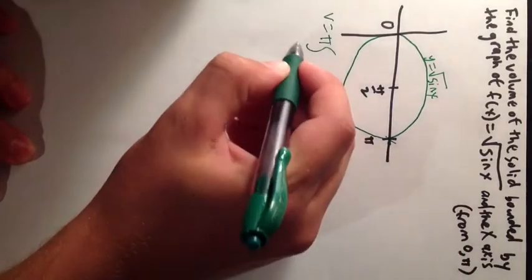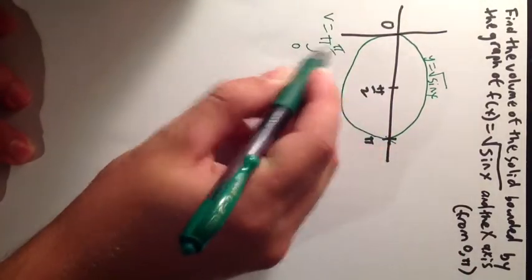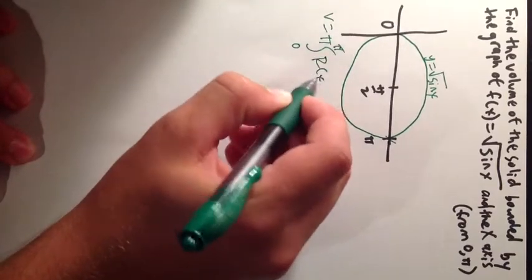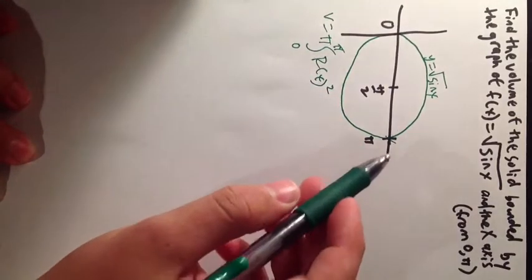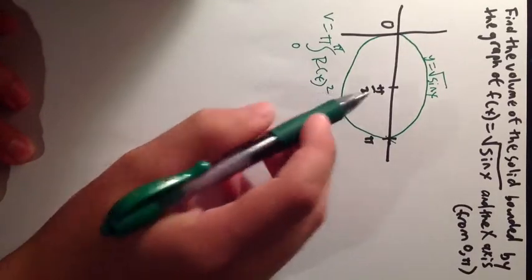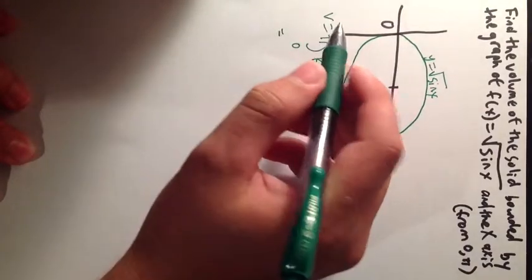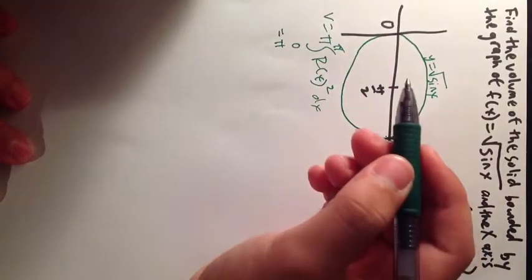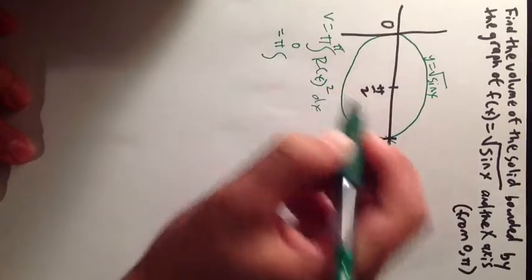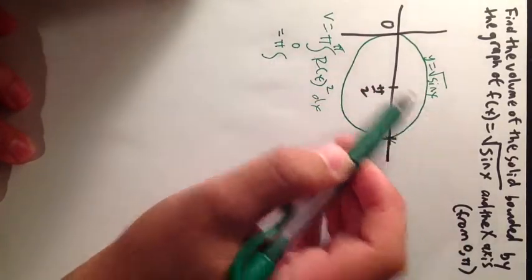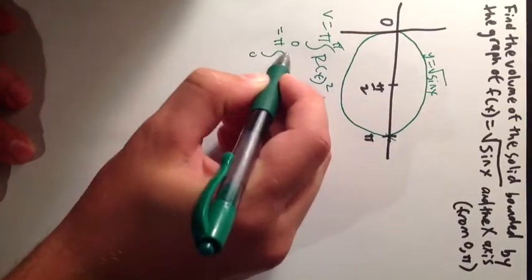Alright? We already have V equals the equation that we are always given, the formula, from a to b, or from 0 to pi, as given in the problem, of the radius squared dx, right? And so, just to fill in a couple things, the radius would be radical sine x, and that would be squared, so basically it's just sine of x. So we got this so far.